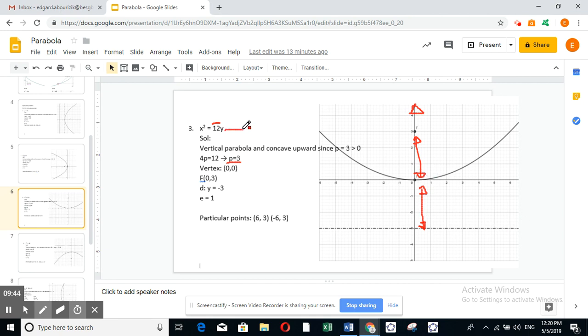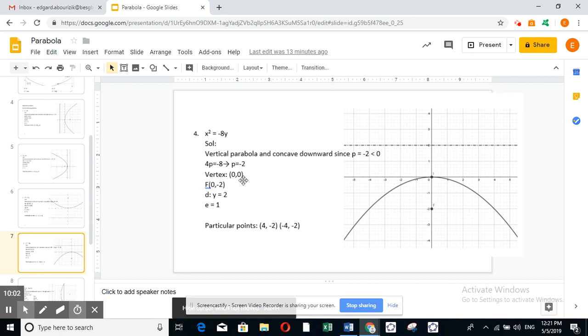For a particular point, you can pick y to be 3 so that x squared is 36, a perfect square. So in that case, if y is 3, x squared is 36, and x will be minus 6 and 6. This is the first point here, and the other point here.